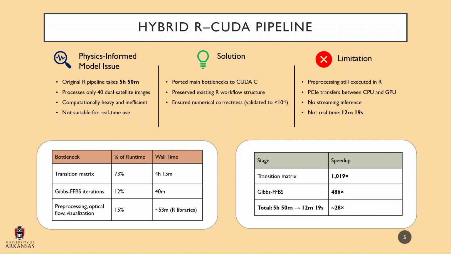times improvement overall. But 12 minutes still does not meet a 5-minute GOES window, and importantly, this hybrid architecture had a fundamental flaw. PCIe transfer between the R and the GPU at every stage boundary created overhead, which prevented streaming interface and left real-time operation out of reach.